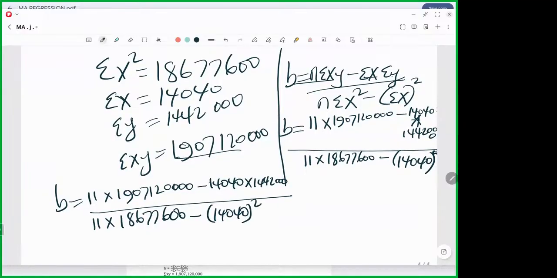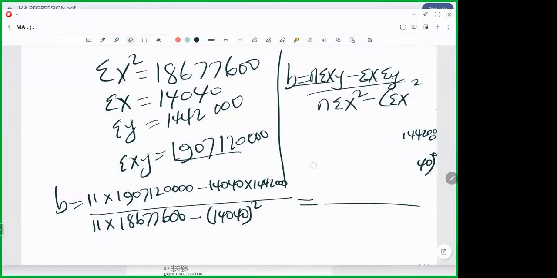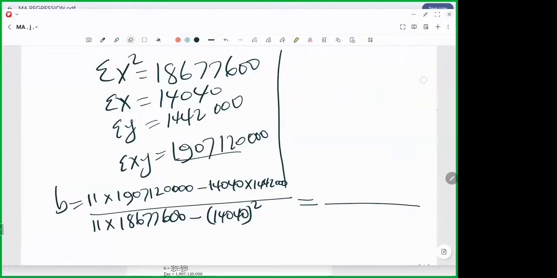So please go ahead and give me the numerator value. Is there anybody who can give me the numerator value here?